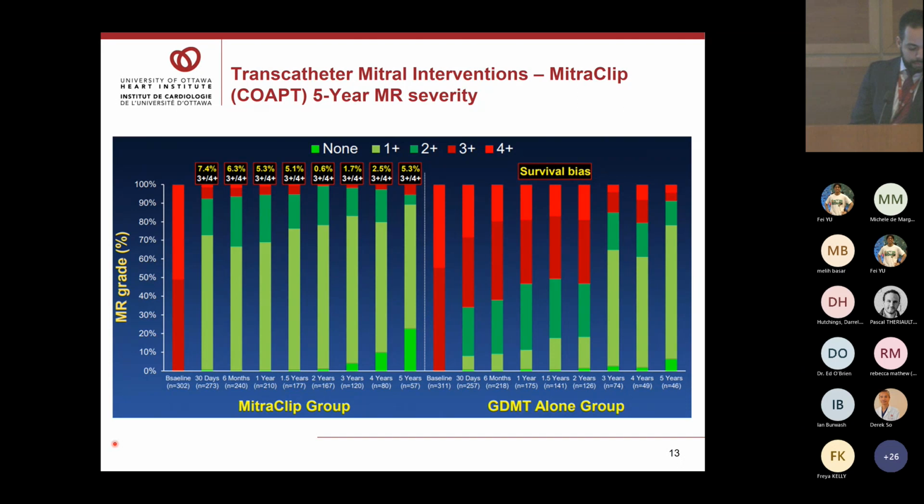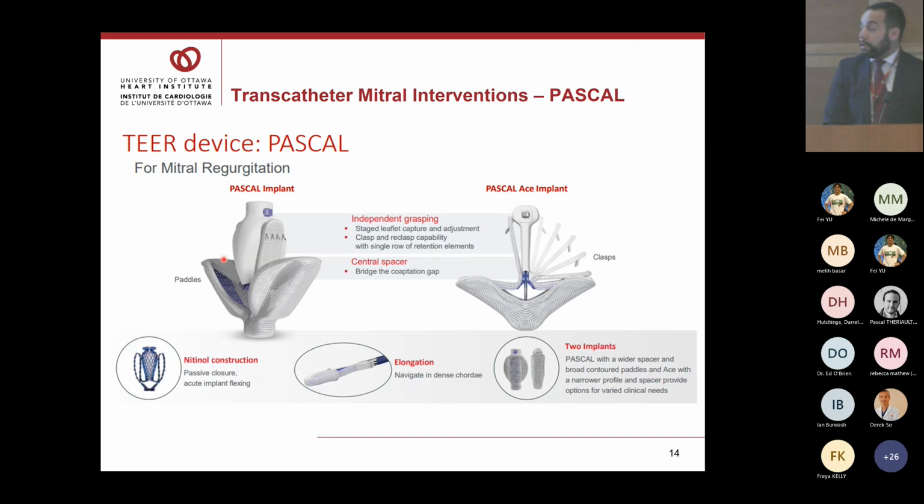There we go. In terms of other technology that's out there for mitral tear, there's also the PASCAL, which has been studied in its own randomized controlled trial. This technology is relatively similar to MitraClip. The biggest difference, as I see it, is the central spacer. So you have this bigger spacer in the middle, which helps bridge the coaptation gap. So it kind of fills the mitral space a little better.